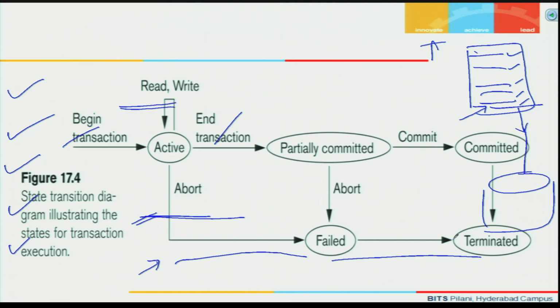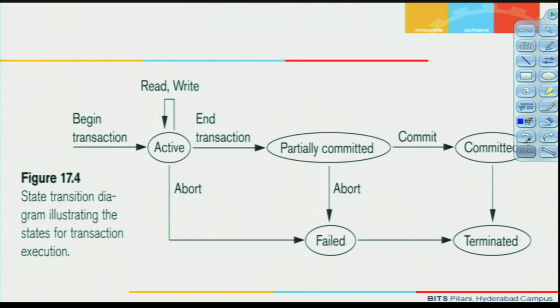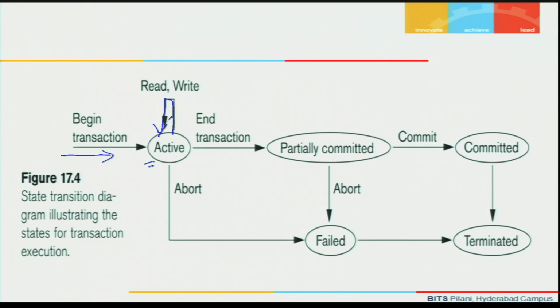Let us try to understand these concepts using this diagram. When a transaction begins, it will be in the active state. When it is in the active state, it can repeatedly perform any number of operations like read, modify, and write, that is, read, update, and then write, all these operations. When the last instruction of the transaction has been completed, that is, the end of the transaction, it will go to the partially committed state. That means even after reaching this, it has not tried to write the changes to the database.